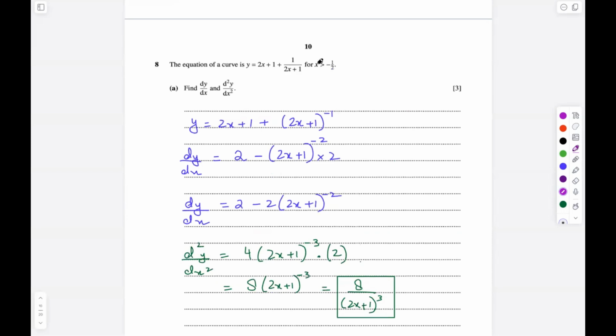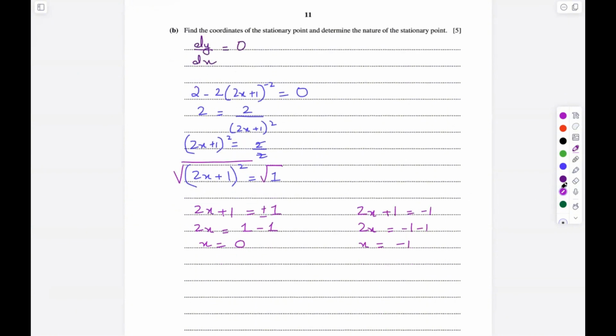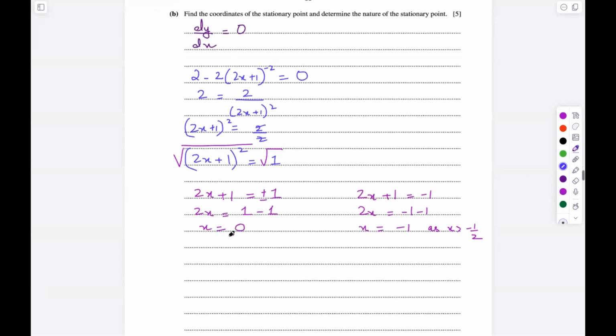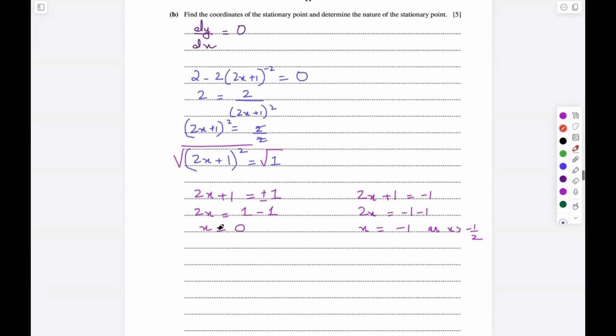Now over here, as it said that x has to be greater than minus 1 upon 2, it means that we will not be able to take this value of x, which is minus 1, as minus 1 is less than minus 1 upon 2. So now once we have the value of x, as we have to find the coordinates, we can find the y value as well by substituting this value of x in the equation of the curve.